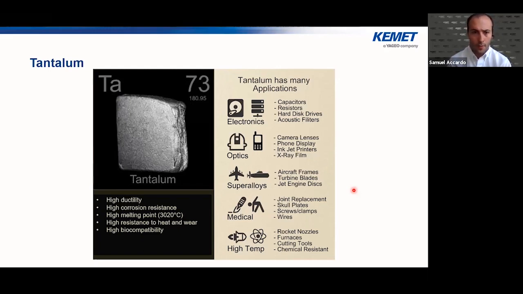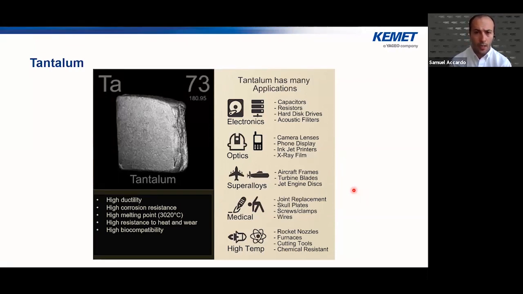Starting off with a little bit about the tantalum itself, it's element number 73. Ta is its periodic table symbol. Starting with ductility, that is its ability to stretch under tensile strain. It also has high corrosion resistance. It has a very, very high melting point, 3020 degrees Celsius. It has a high resistance to heat and wear, and it has high biocompatibility.